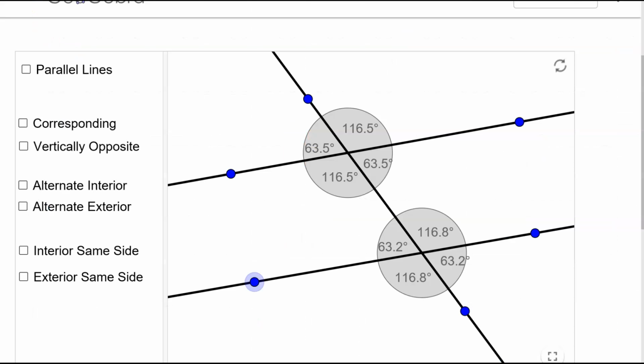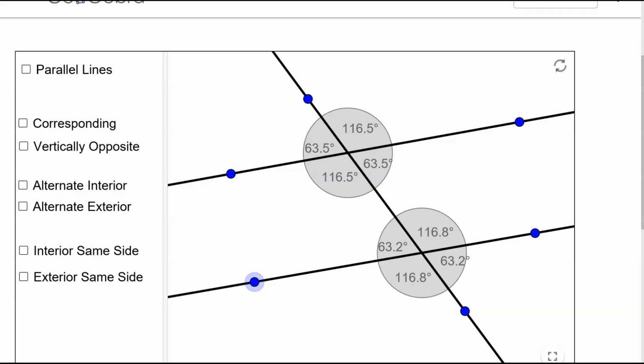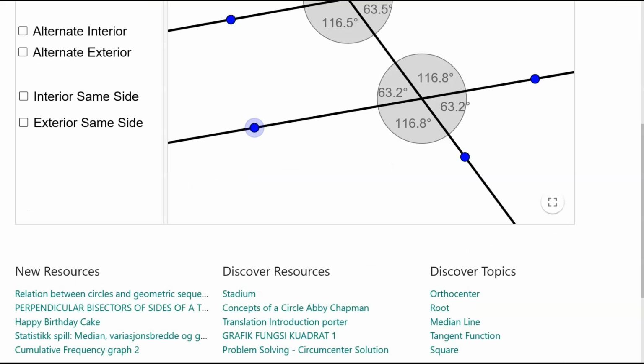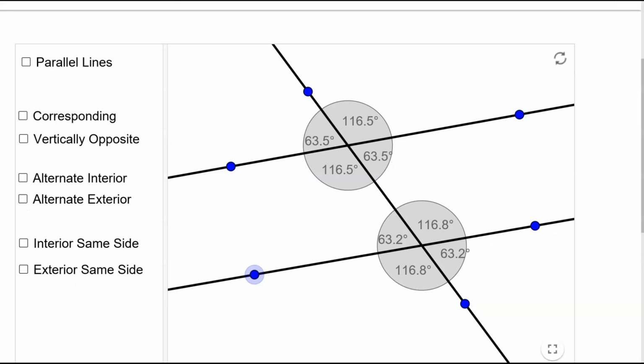Okay, so this is a good one. What I want you to do is focus on the measure of this angle here. I know it has decimals. Don't worry about it. If I were to take a protractor and measure that angle right there, what do you notice?